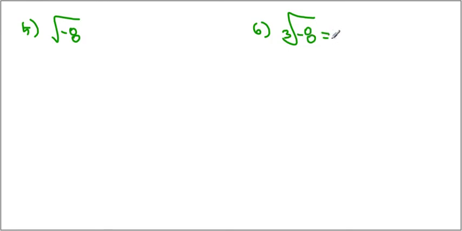Now, then how about this one? Number 5 and number 6. So number 5 was the square root of negative 8. I'll just simplify this one. And number 6 would have been the cube root of negative 8. Why don't you try to tackle these two questions?